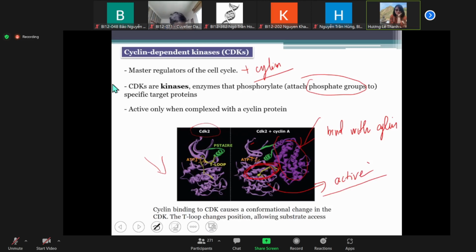So first, I think it's important for students from the life science department, but for students from other majors, just remember they work with cyclins, and they are kinases. This means they need one phosphate group to work, just so. Don't need to think too much about this picture, okay?